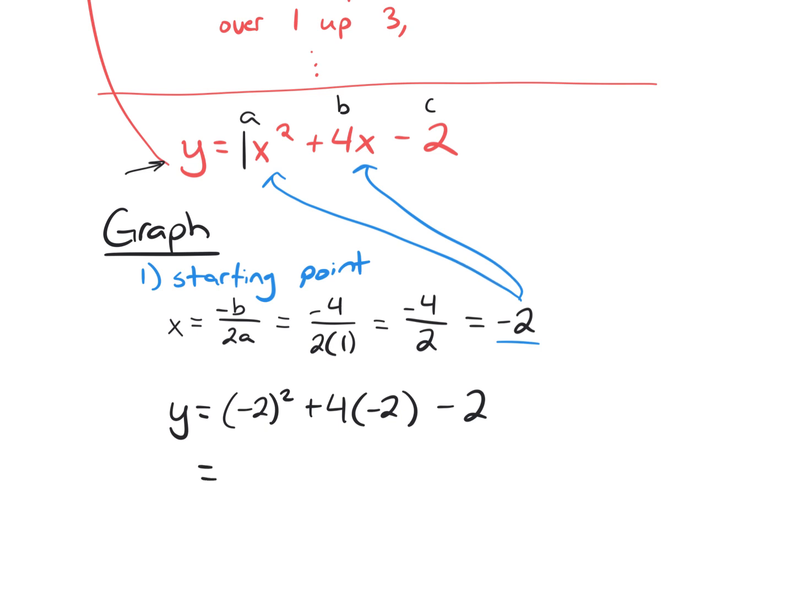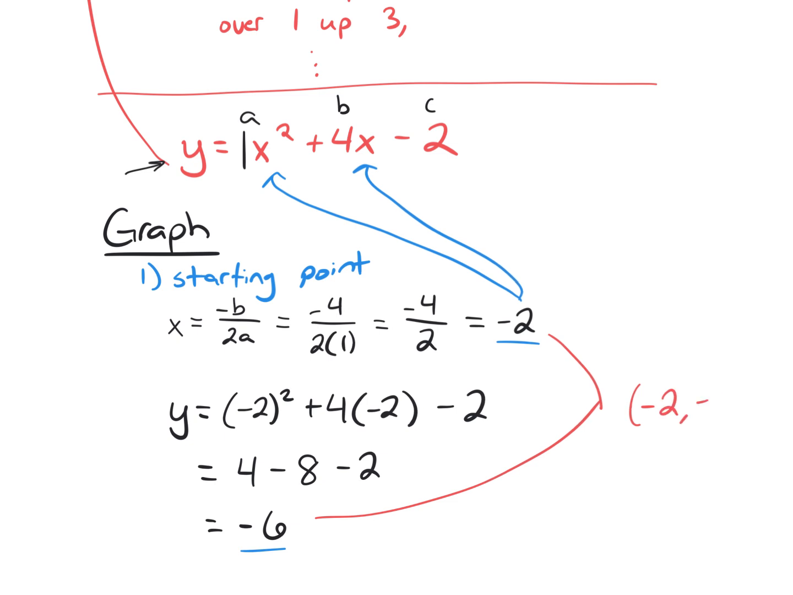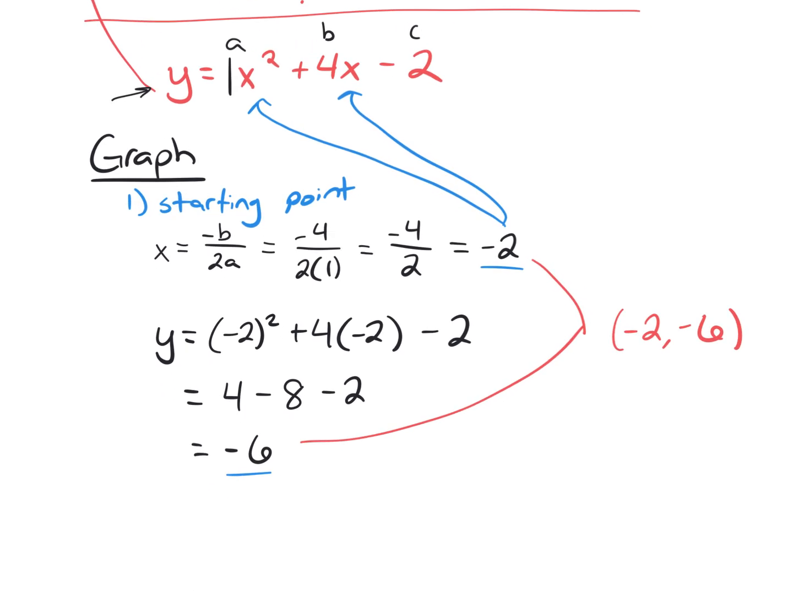Okay, what's negative 2 squared? 4. 4 times negative 2? It's negative 8. And then I still have that minus 2. So if I did all of that, 4 minus 8 minus 2, you get negative 6. Now do I have my starting point? Yes, because this is written as negative 2, negative 6. So a little bit longer of a process to get your starting point. But that is my starting point.